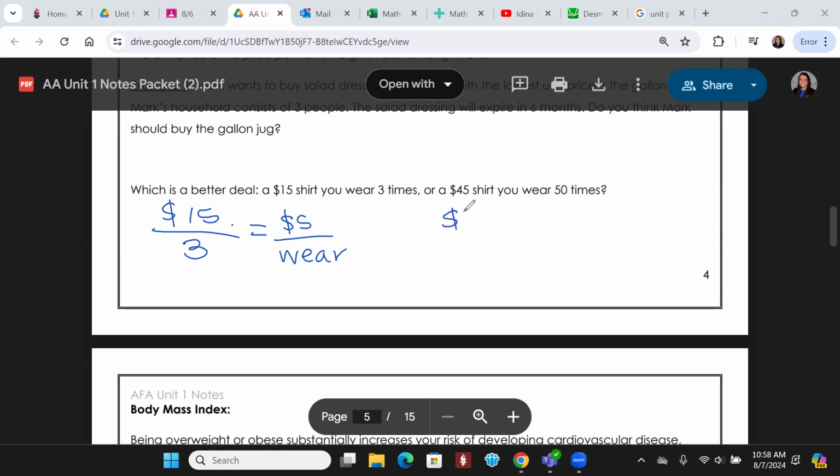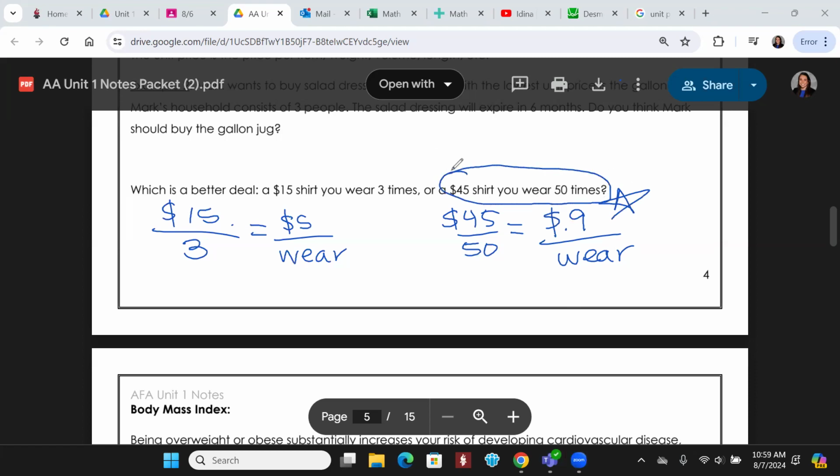Now, on the next one, we've got a $45 shirt over 50 wears. So when we do that, we're going to get 90 cents per wear. So which one's the cheaper option? This guy, right? So this would probably be the better option.